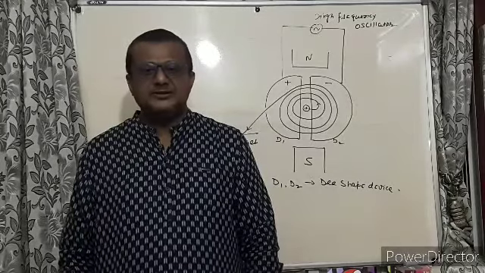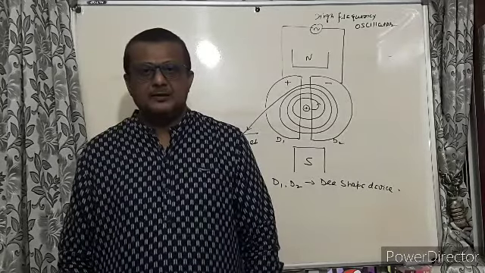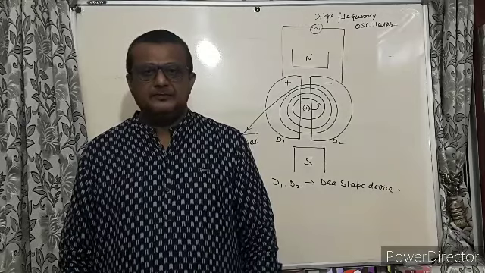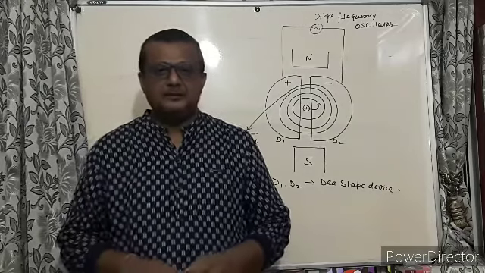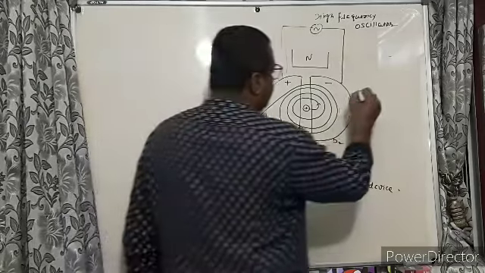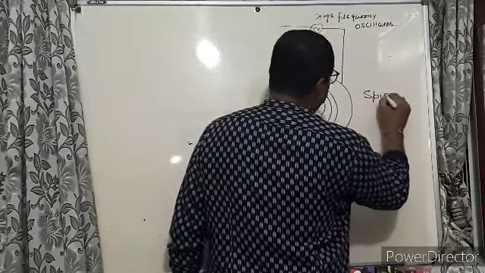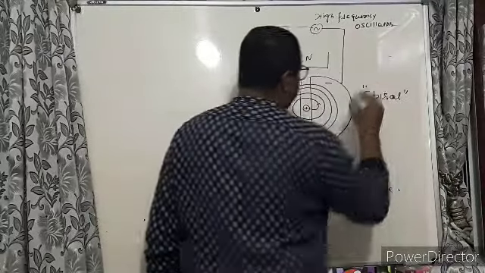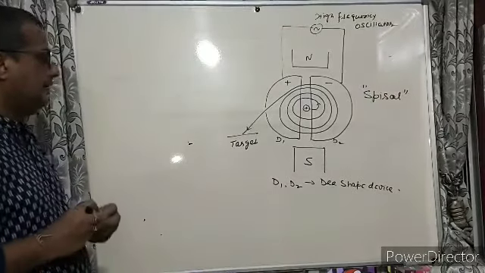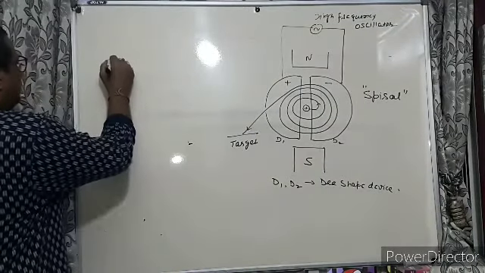The shape acquired by the particle is spiral. Is spiral. Now, theory.